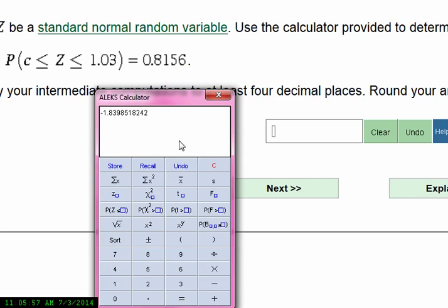Oh, I was close. I didn't need to move it. So it's negative 1.839. And they say round your final answer to at least 2, so let's do it to negative 1.84.